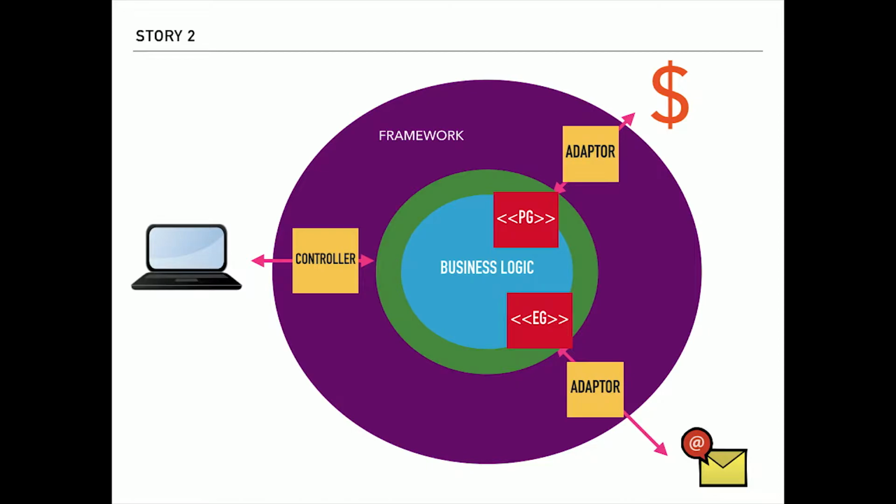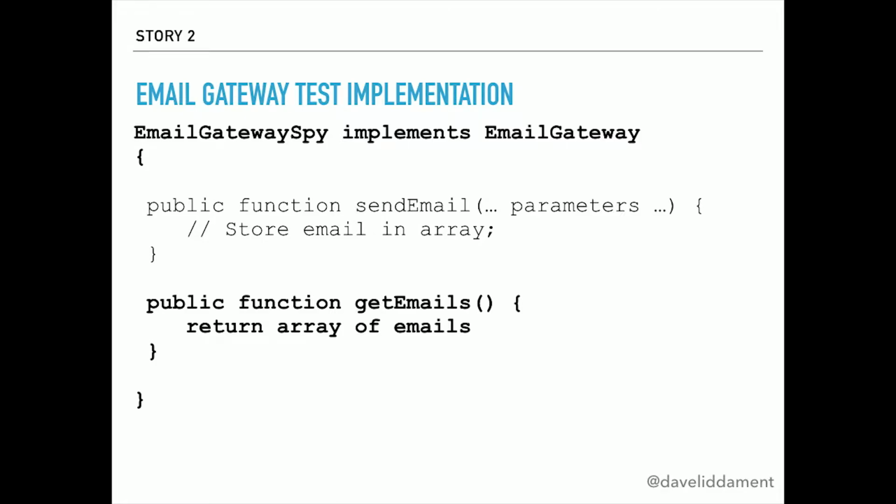Now, for testing, we don't want to make real payments. They get quite expensive every time we run our test suite. And we don't want to send real emails. We can have, say, an email gateway spy, and all that does is every time we send an email, we just store it locally in an array, and then we've got a way of interrogating all the emails that would have been sent. So our tests can go, right, what emails were sent, have all the ones I expect to have been sent.